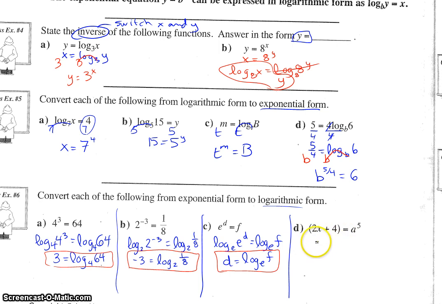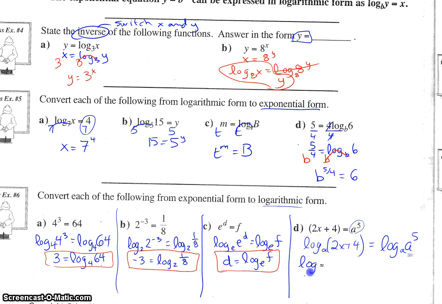Okay, let's try D. Now, D I know looks worse, right? But focus on, just try and pretend this 2x plus 4 is just one thing, okay? Focus on taking the log of both sides, because we want to change it to log form. Then, where's your power? The thing that had the exponent on it? Right here. What's the base on that power? It's base A. So let's write the logs as base A.